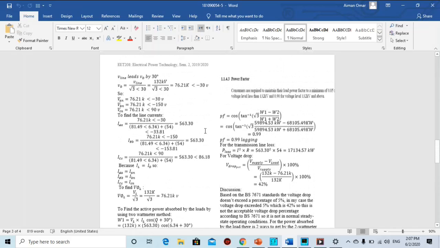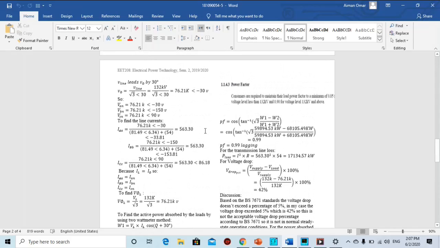For the power factor, the PS7671 says the consumer is required to maintain their load power factor to a minimum of 0.90 for a voltage level of 132 kilovolt and above. For me, I did the calculation for the power factor, so I get 0.99 lagging.